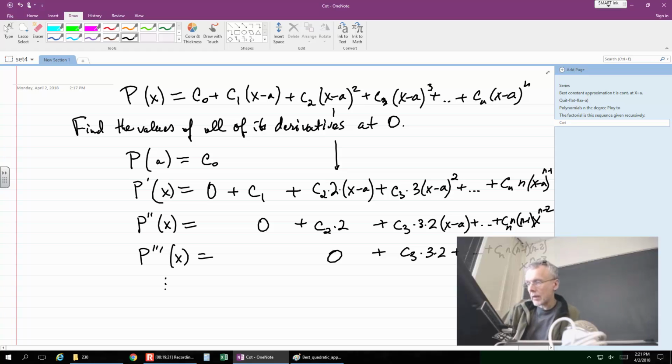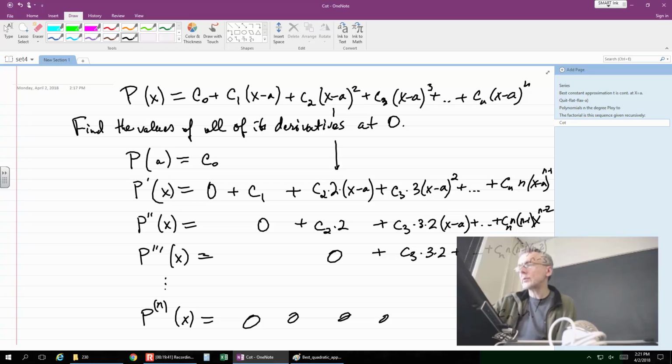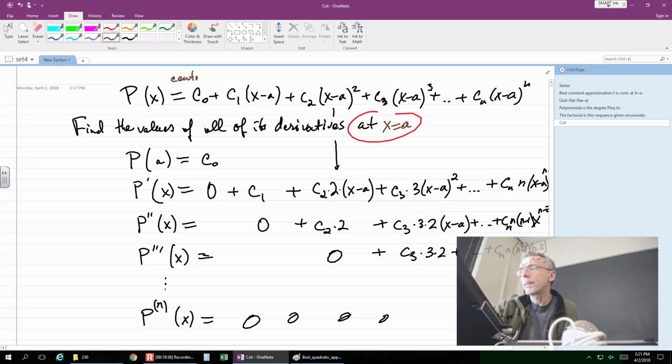Okay, so the nth derivative is, well, we already know that these all will be zeros, and there will be only one last term. We already know the answer. It is cn times n factorial. So that was a preliminary computation, because now I only care about the values of these functions at a. A is our point of interest. X equal a is the point of interest. Everything is centered at x equal a.